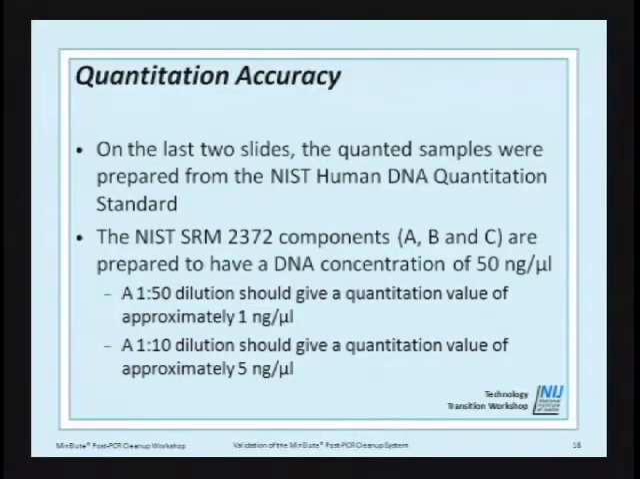So the correct values were obtained for the 1 to 50 and 1 to 10 dilution. Now, what we did here, we quanted the samples using the NIST standards to make our standard curve, which we know is not exactly fiscally feasible.